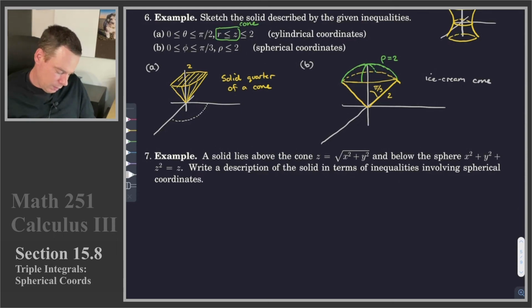So let's now have a look at the next example. We've got a description of this solid. It lies above this cone, z equals the square root of x squared plus y squared.